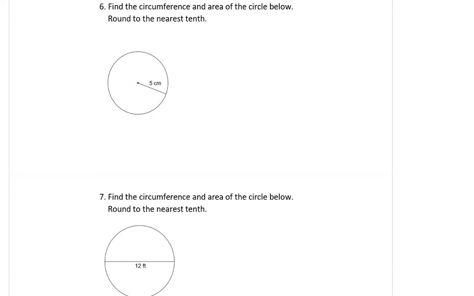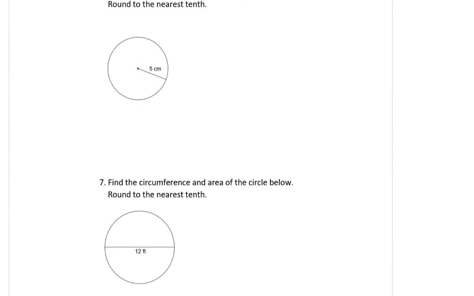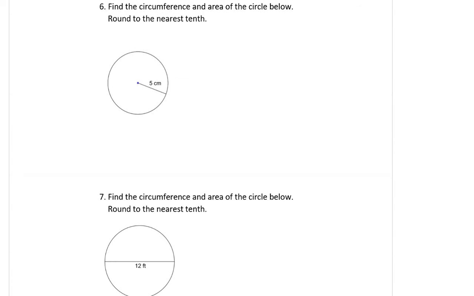Okay, we're going to look at these next 2 problems together. We're finding the circumference and the area of each of these problems, and I have a circle drawn for each one of them. With problem 6, what's drawn here is the radius. Radius goes from the center of the circle to the edge. What's drawn in problem 7 is the diameter.